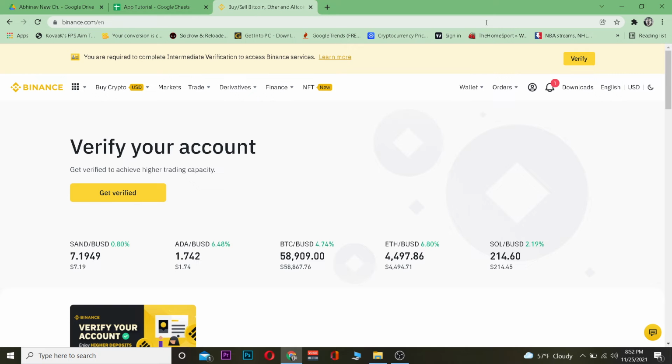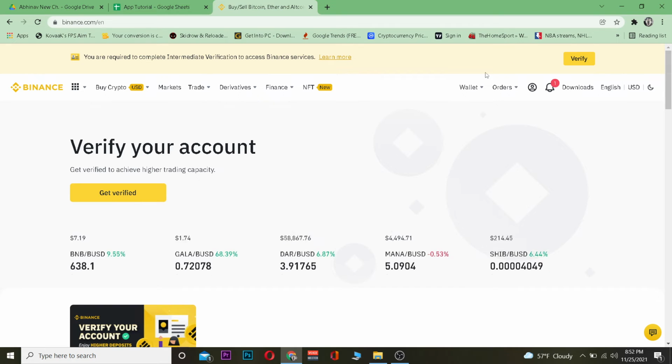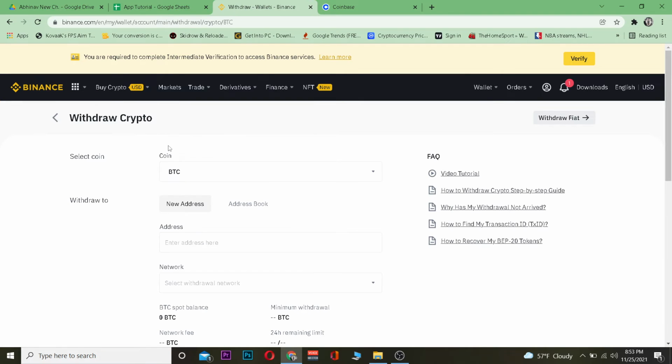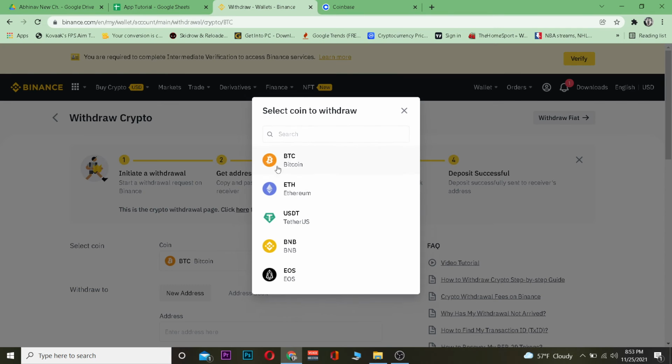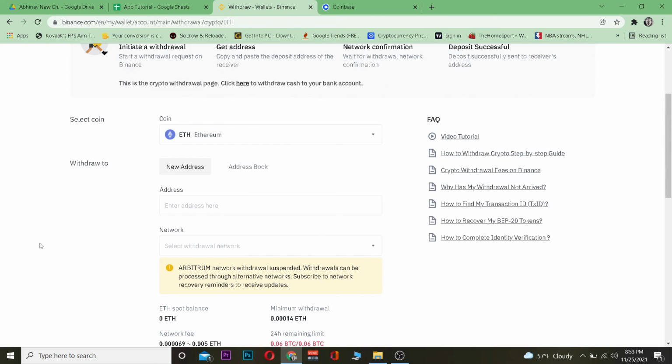And after I do that, I come to Binance.com, log in to my account, go on Wallet, go on Overview. And after I come over here, click on where it says Withdraw. Once I do that, it's going to be Bitcoin. You want to make sure you choose the coin which you're transferring. So it's Ethereum. I'm going to choose Ethereum.